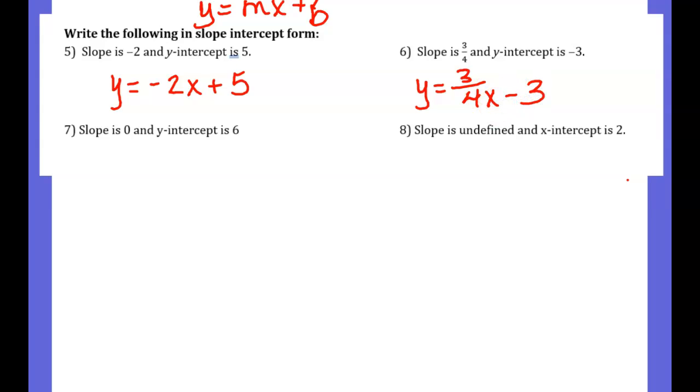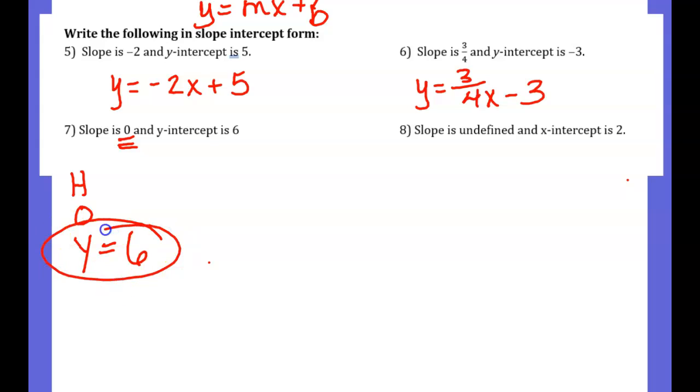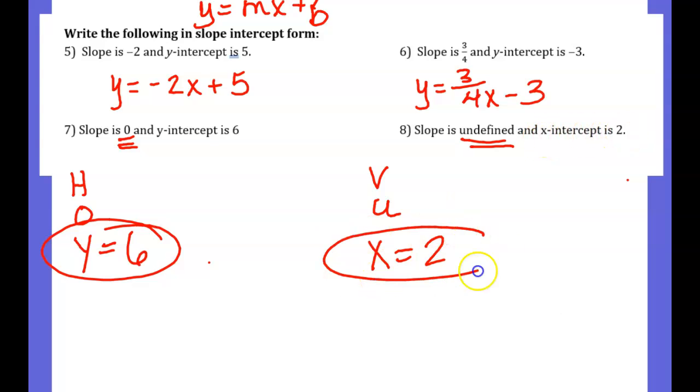Okay, and then number 7, the slope is 0 and the y-intercept is 6. Ding, ding, ding, slope is 0. We're going to think special case. We're going to think of HOI. So the slope is 0, y-intercept is 6. The equation of the line is just y is equal to 6. And number 8, slope is undefined. This is a special case. We're going to think of VUX. The equation of the line is x is equal to, and they give us the x-intercept, which is 2. There's the equation of the line.